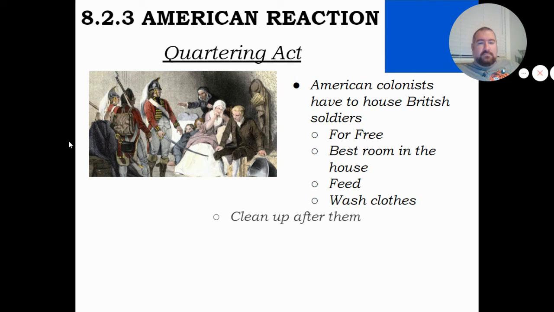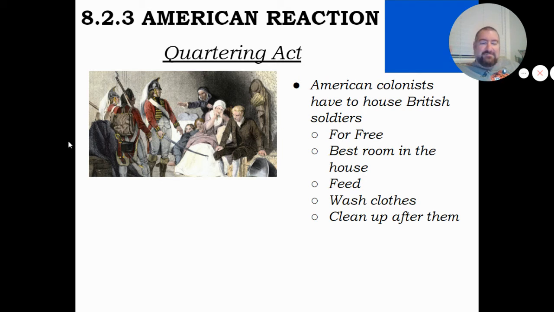Also, you have to clean up after them. So if they track mud into the house, you have to clean it off. I would also like to remind you guys, it was so absolutely filthy back then. Keep in mind, they didn't have cars, they had horses. And when you have horses, they're going to poop all over the place. So, hopefully, what these soldiers are tracking into the house is mud.